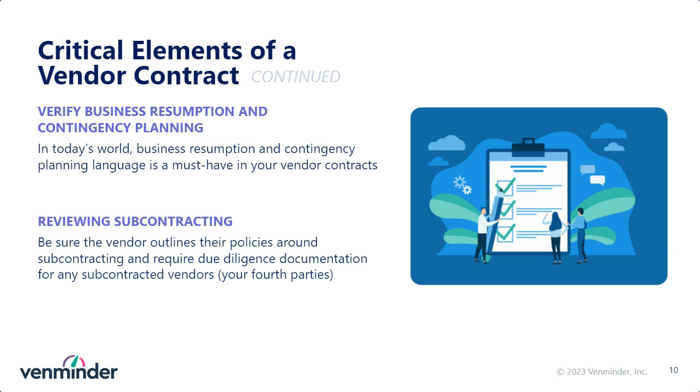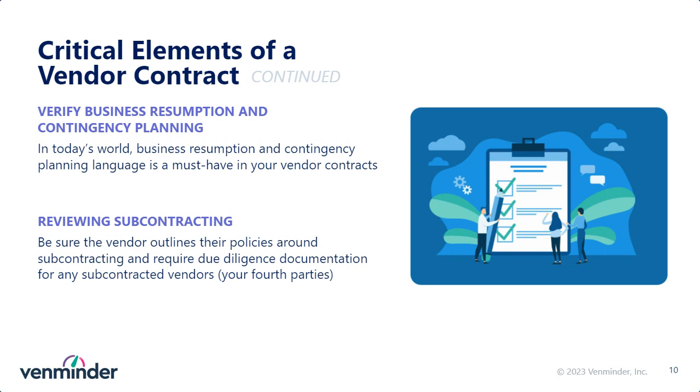So in today's world, business resumption and contingency planning language is absolutely a must-have in your third-party contracts. Again, if you are working with a critical vendor, a vendor that is high risk, that has access to data, supporting your customers, providing very critical services to you, then you want to understand the strength that they have in ensuring that they will be around to do exactly what you're expecting them to do.